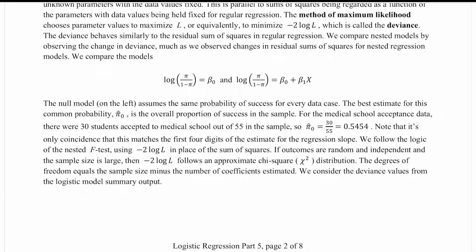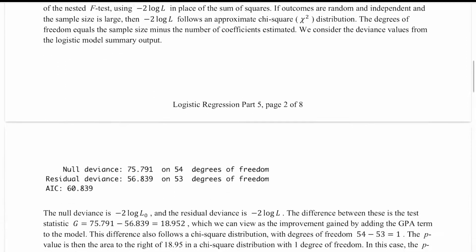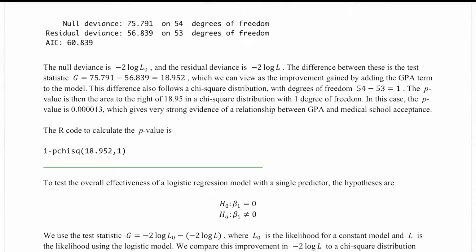And so we have a null model that basically has the same probability of success for every value of the predictor. And that probability of success is the overall probability of success in the sample. And then we compare deviance values and look at a chi-squared distribution to come up with our p-value. So again, we're not using a normal distribution, we're not minimizing the sum of squared residuals, but we have something that's analogous to that nested F-test.